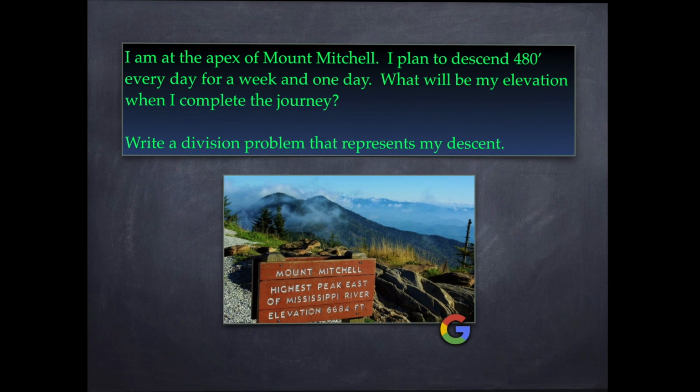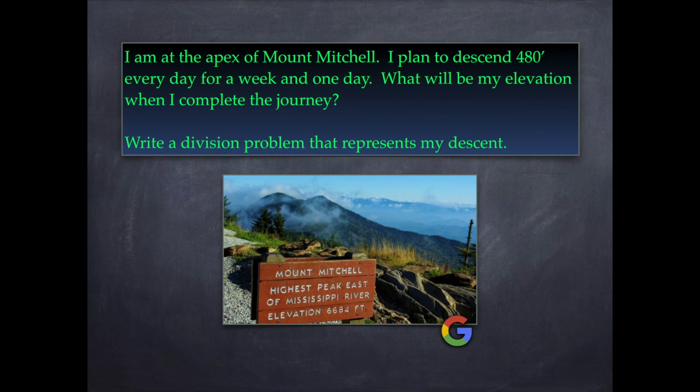One word problem for you today. I want you to really think about that and see what you can write down as a division problem. The instructions at the end here say write a division problem that represents your descent. So you're climbing down from the top of Mount Mitchell at 480 feet every day for a week and 1 day. What will be your elevation at the end? If you see that sign at the bottom there, you started at 6,684 feet above sea level, which is up there.